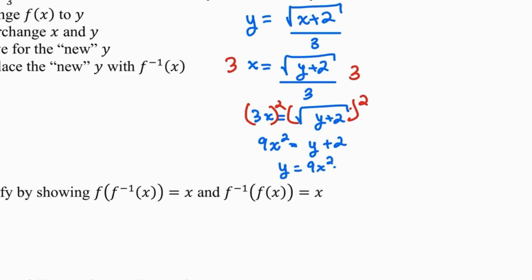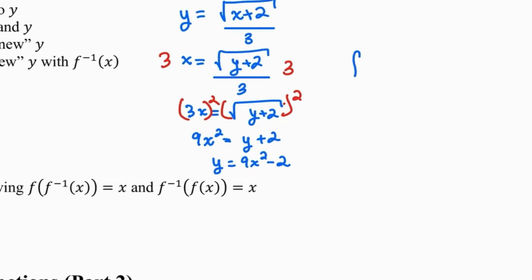But how do we really denote that this new equation is an inverse? Well, we do the last step. We replace the new y with f inverse of x. So please make sure that you are using the proper notation. So that's how we write the inverse function of this square root function.